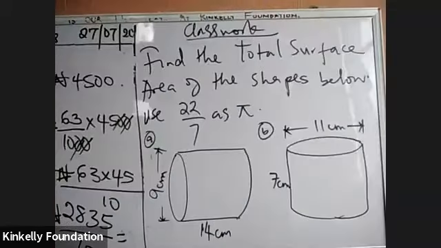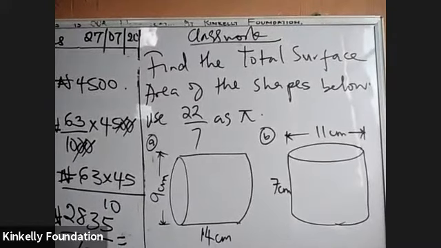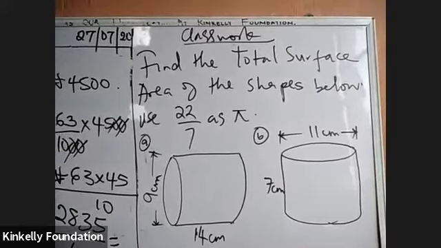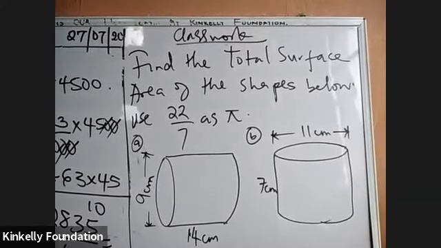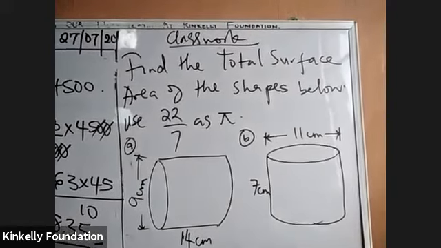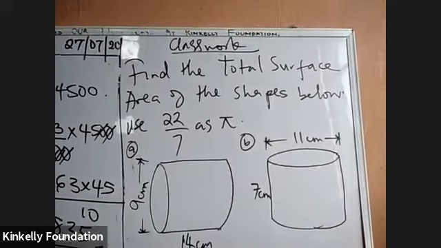Okay, class. Find the total surface area of the shapes below. Use 22 over 7 as your pi. It's black. See black here.